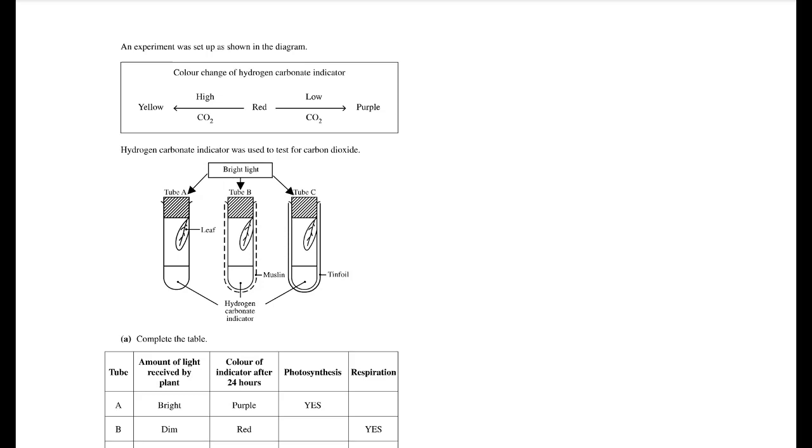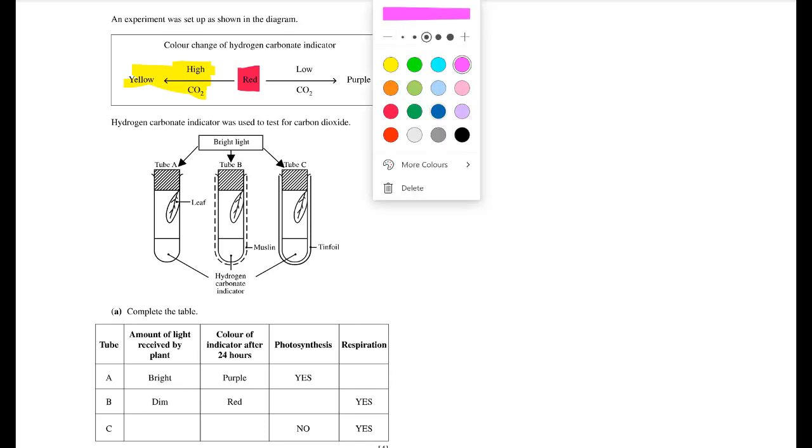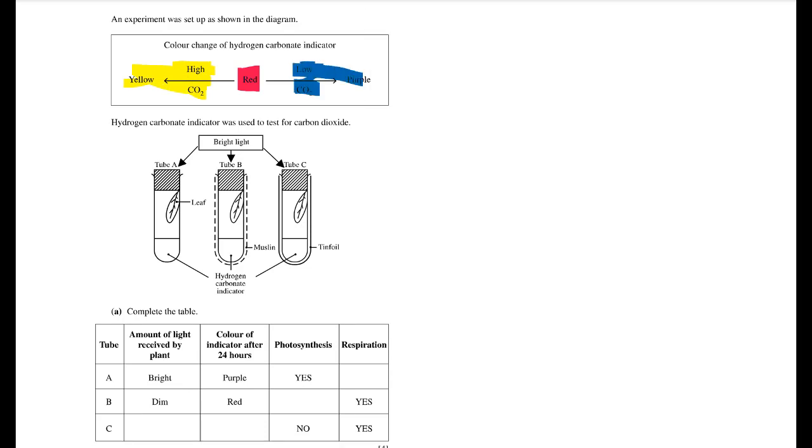Now these questions are quite tough, so I think it's important that we actually try and work out what's going on in some of these questions. So an experimental setup is shown in the diagram, so this is really similar to the one we've just looked at. The colour change in the hydrogen carbonate indicator, so it shows that it starts off as red. It will change to yellow if there is high CO2 levels, and it will change to purple if there is low CO2 levels. So it's slightly the opposite of the diagram that we've just looked at, but it's fine.